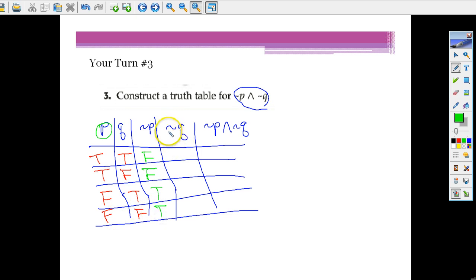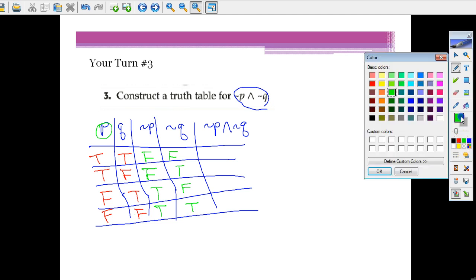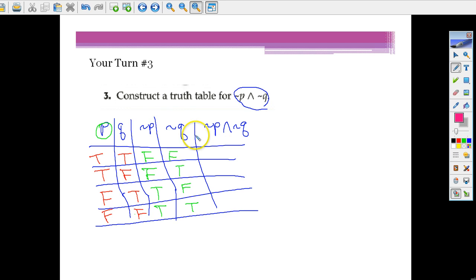Okay. So not Q means everything that's here but opposite. So false, true, false, true. Okay. Now we're going to combine those. Let's use pink. Combine these statements with an and. Remember that looks like an A, so it's an and. Okay. So not P and not Q. So false and false makes it false.